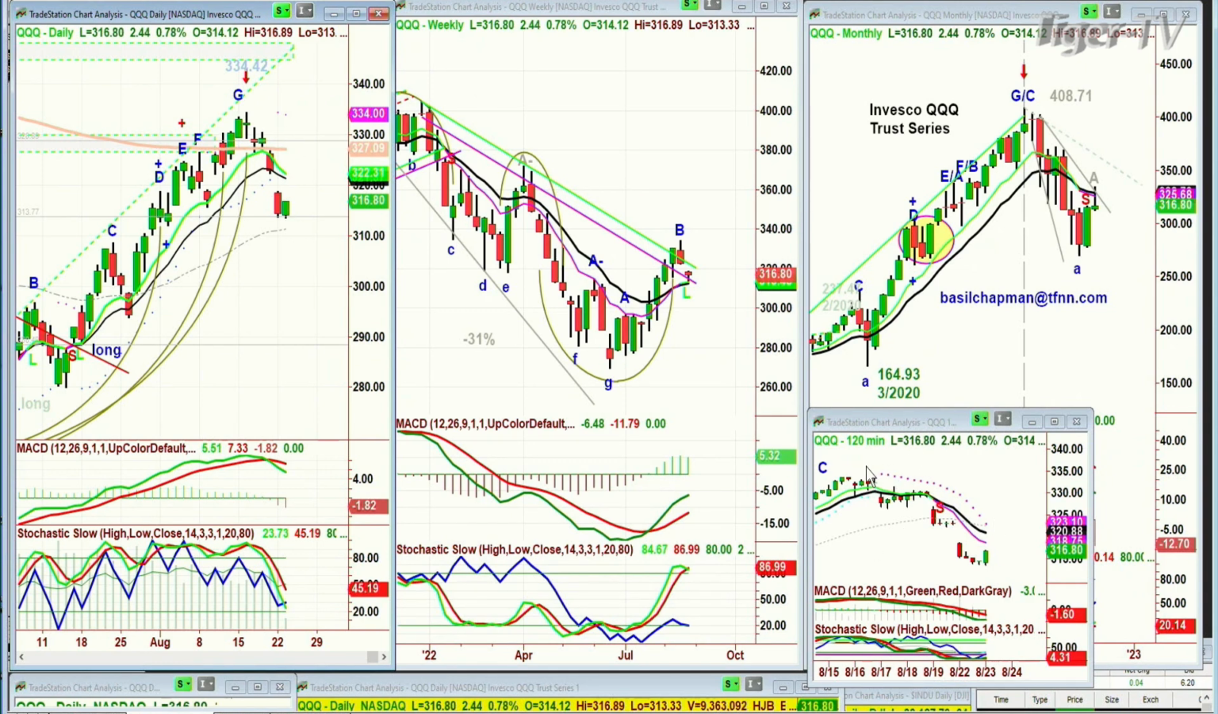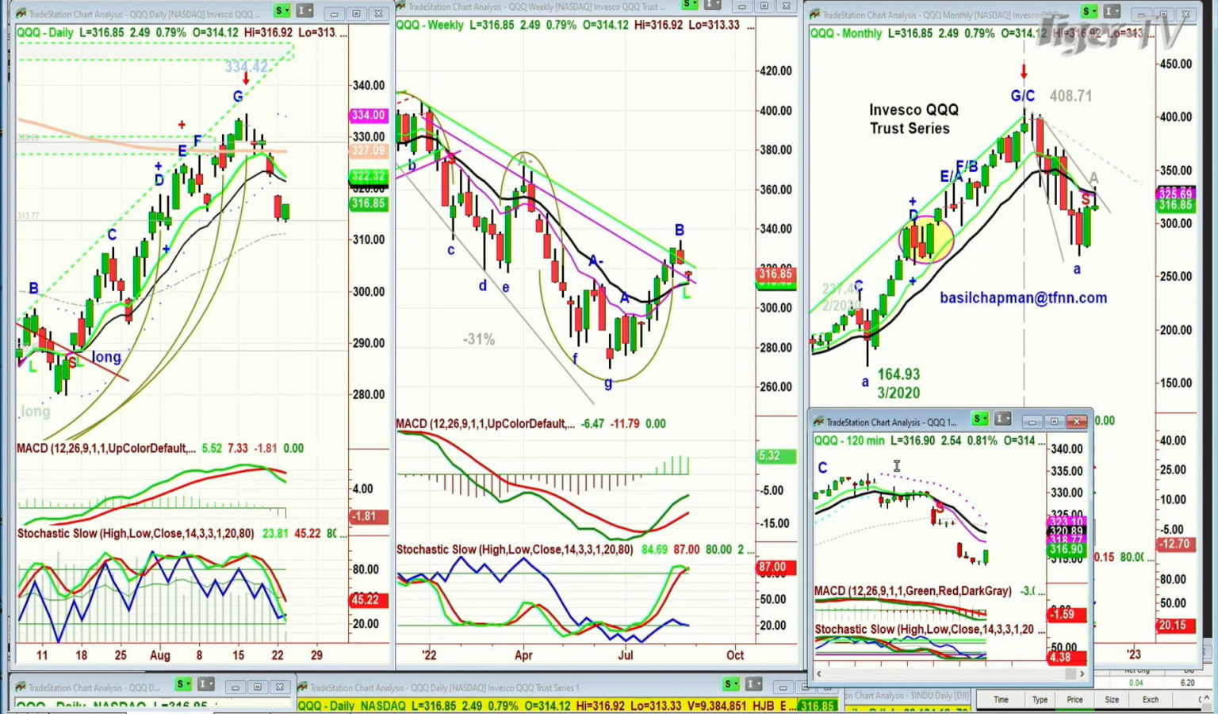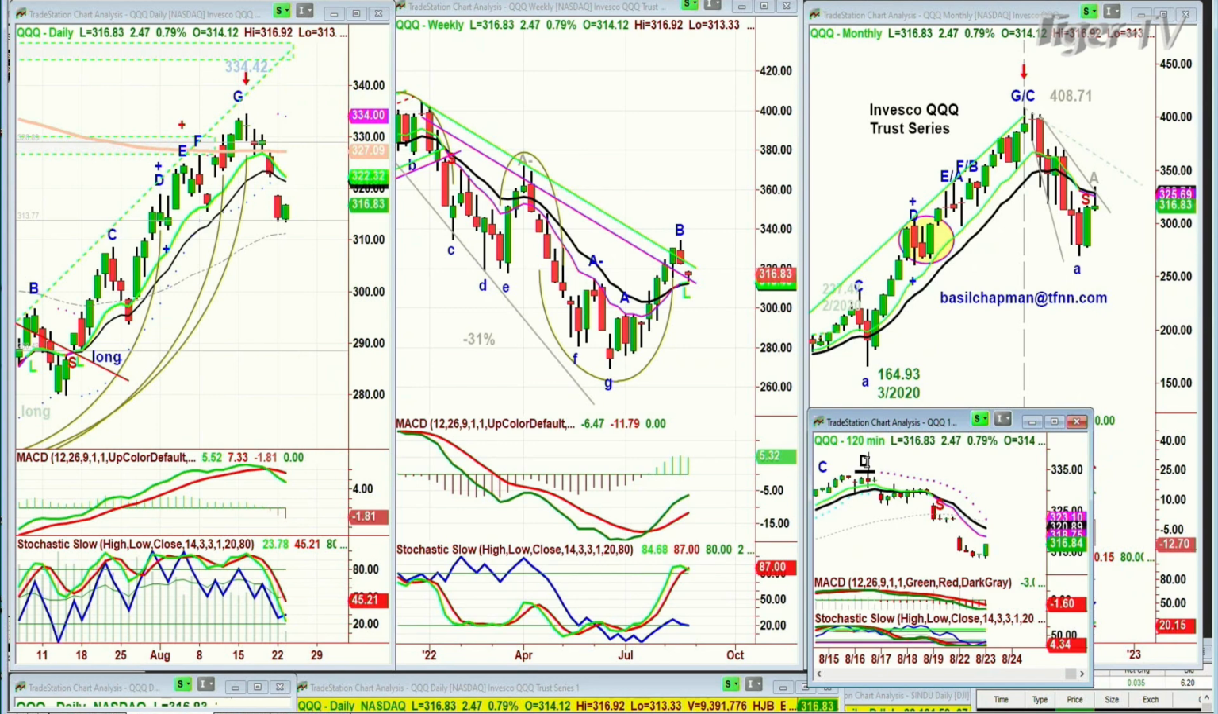I did go to a leg D in the 120-minute chart. I forgot to put that in. I'll put it in right now. There's your C, and there is your D. And a down arrow comes in. So the 120-minute chart in each of these indices, they are in sell modes, not the dailies.